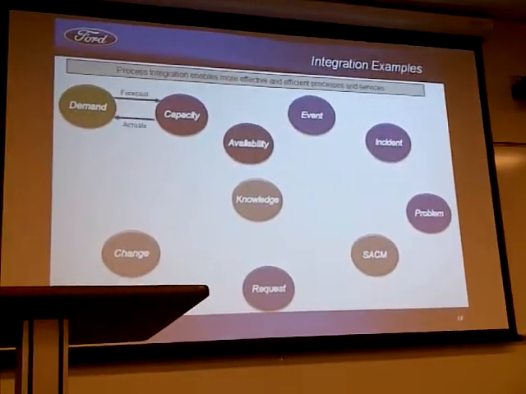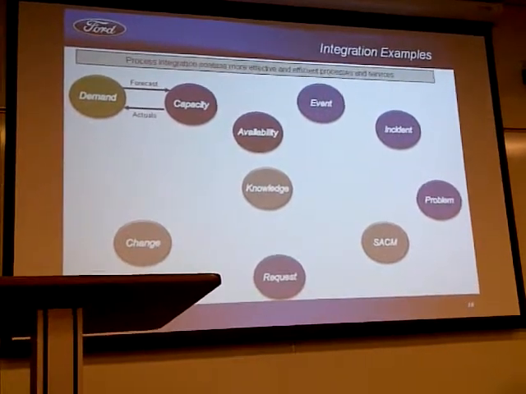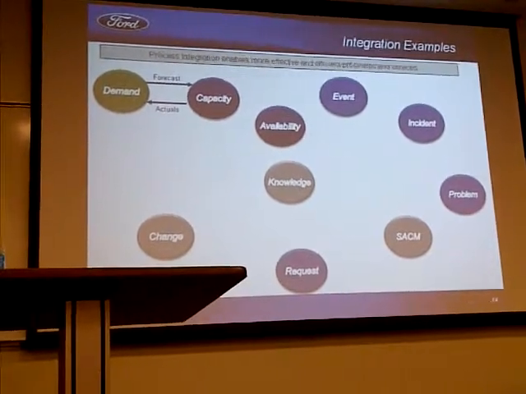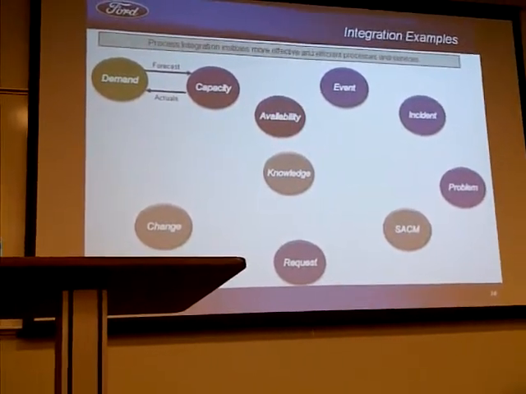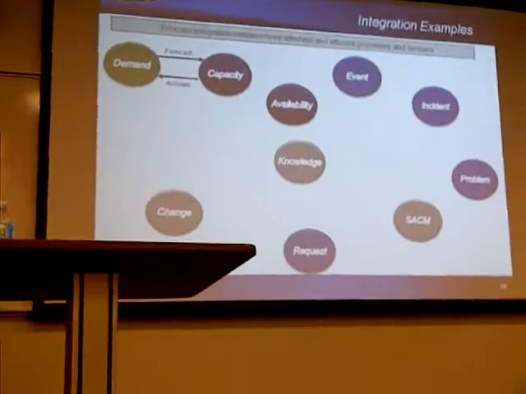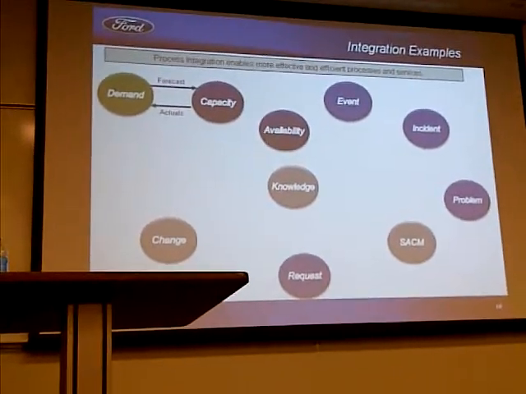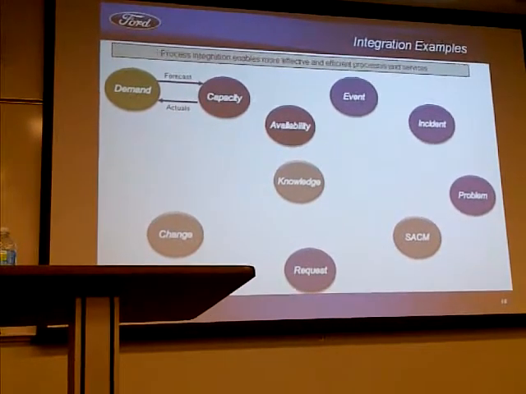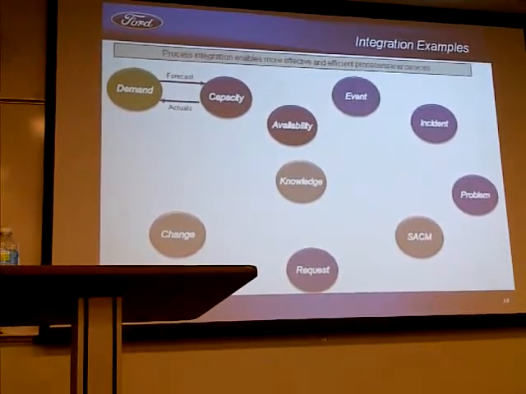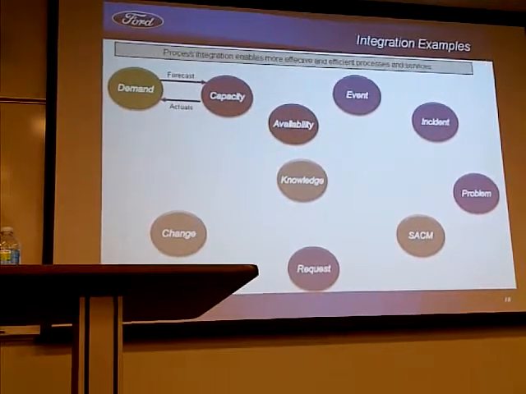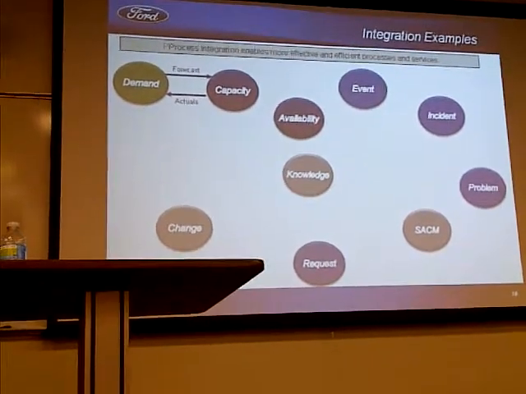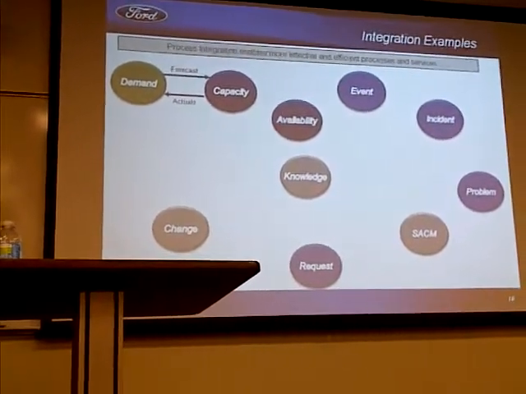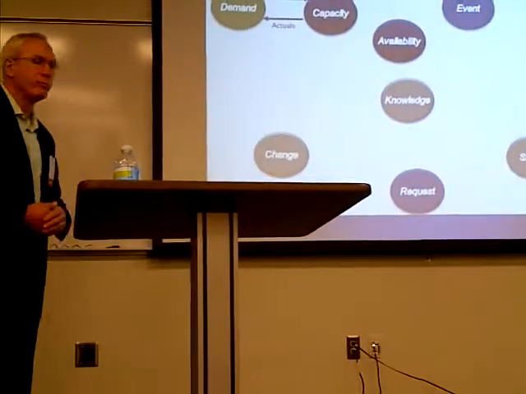If we start with demand, as I mentioned earlier, it's one of the strategy lifecycle processes. Within demand, we're working with the business, trying to forecast demand for our services. We pass that information to capacity, so capacity can plan for those requests that are going to be coming. Capacity, in turn, will provide actuals. So what was the true utilization of our capacity? Pass that information back to demand, so demand can take a look at how well they're forecasting and make improvements where necessary.